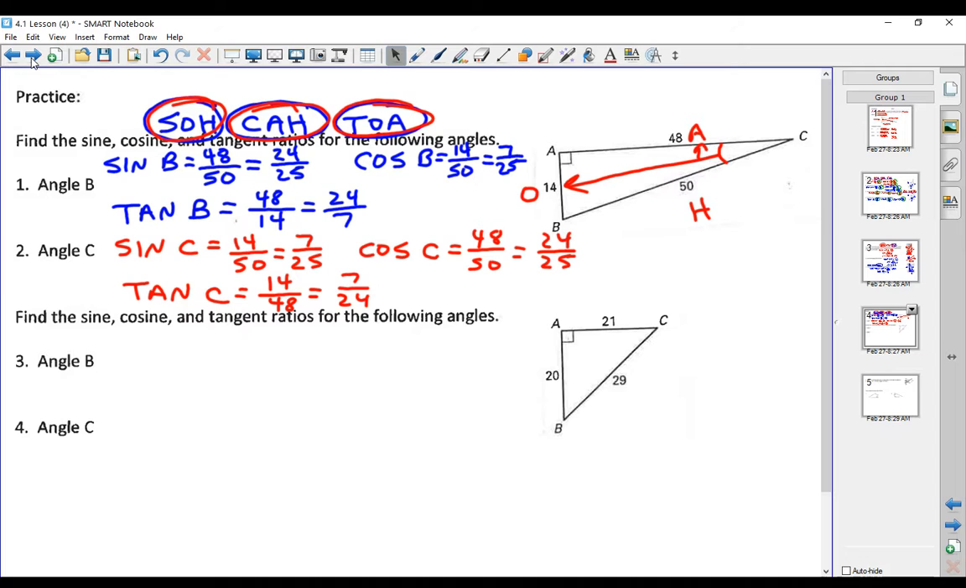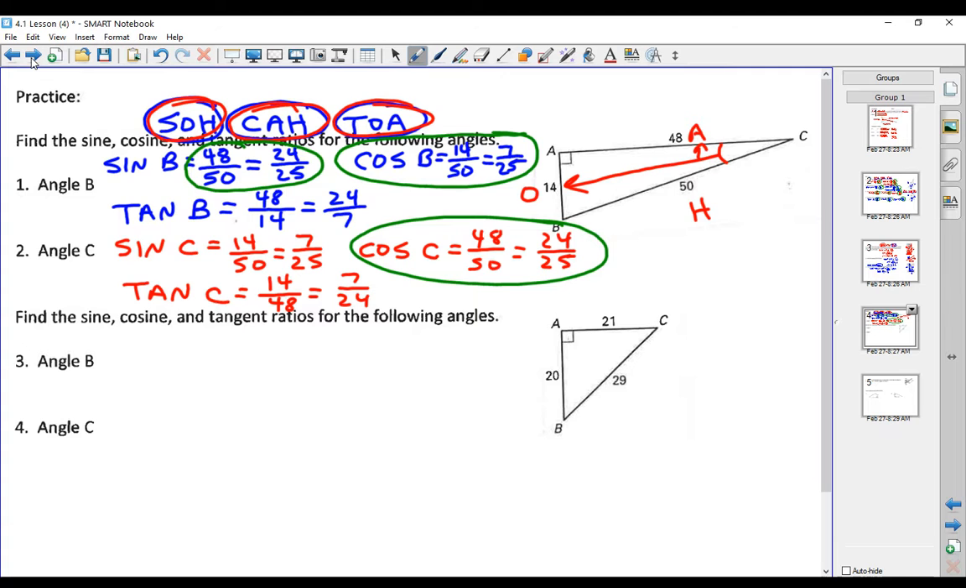Just like before, I said it's a good idea to check these. Remember that the sine of one angle should be the cosine of the other and vice versa. So the sine of angle B is 24 over 25, and the cosine of angle C is 24 over 25, so those match up with each other. The cosine of angle B is 7 over 25, and the sine of angle C is 7 over 25, so those match up with each other. And then notice that the tangents are both reciprocals of one another, so that's an indication that we've got this correct. We want to do the same thing on this next triangle.